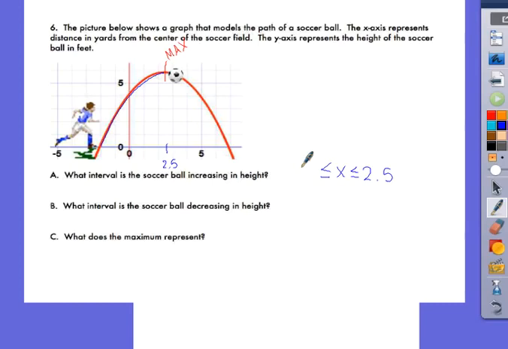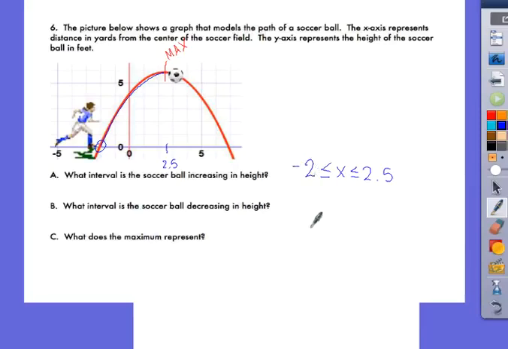Now, typically on a graph, we would have an arrow here and just say that it's everything less than 2.5. The problem is, this is a real life problem, and we're talking about a soccer ball, and it's not going to keep going down, right? Right here is the point on the field where it starts, right? So what do you think? -2? I'm thinking probably that would be the case.